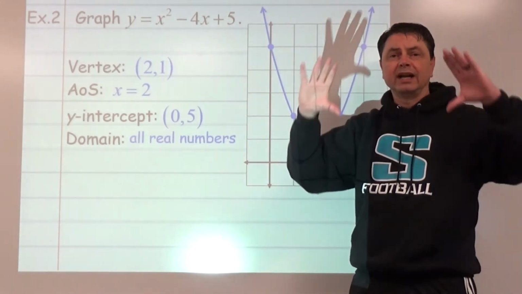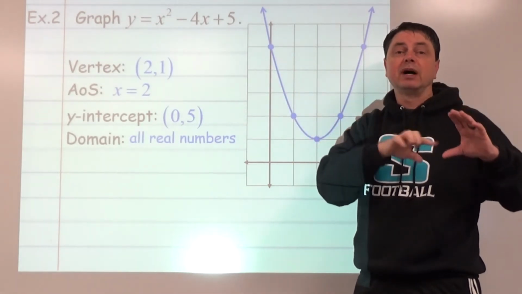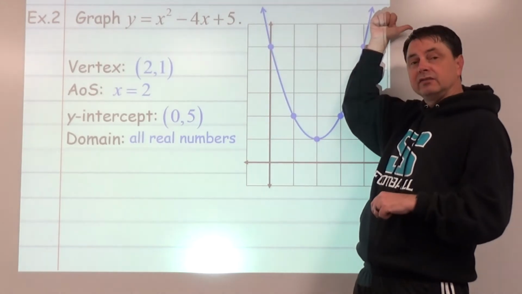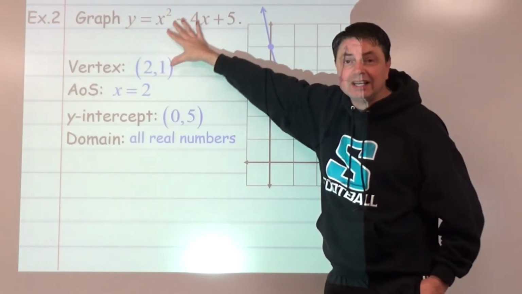Back from Math 2, you might have seen that as parentheses, negative infinity, comma, positive infinity. It goes towards negative infinity, it goes towards positive infinity. We can plug in any x, is what we're saying.